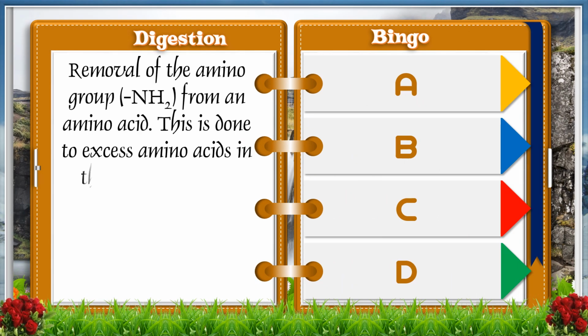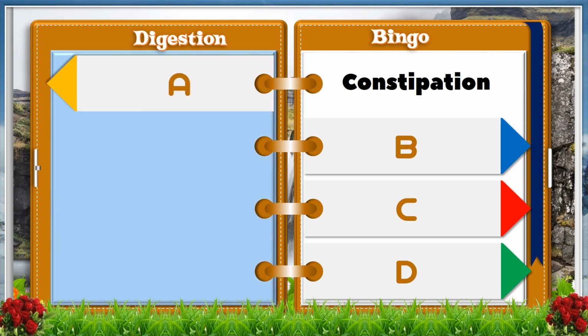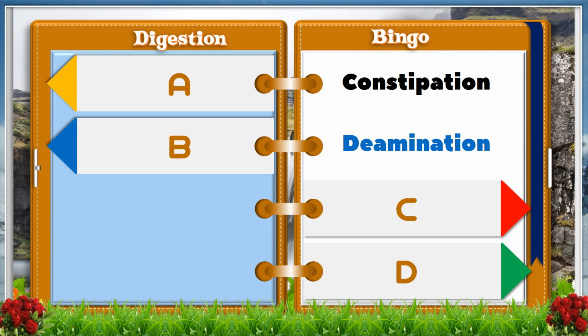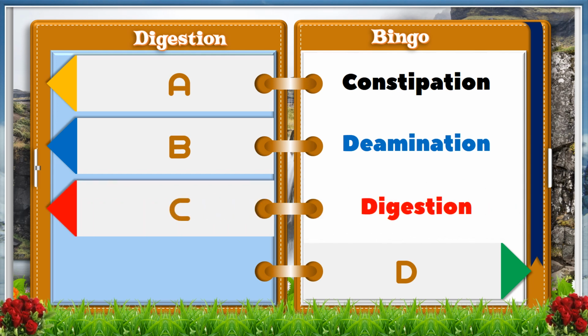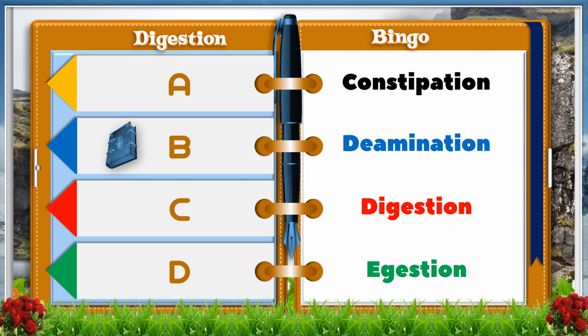Removal of the amino group from amino acid. This is done to excess amino acids in the liver, where the amino group is converted to ammonia and then urea, which is excreted by the kidneys. A. Constipation. B. Deamination. C. Digestion. D. Egestion. And the answer is B. Deamination.